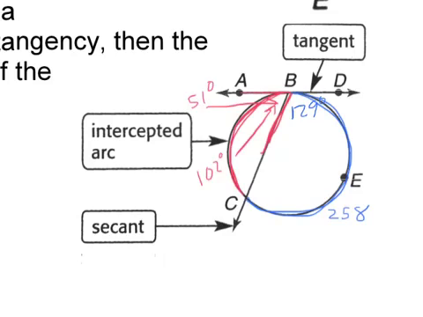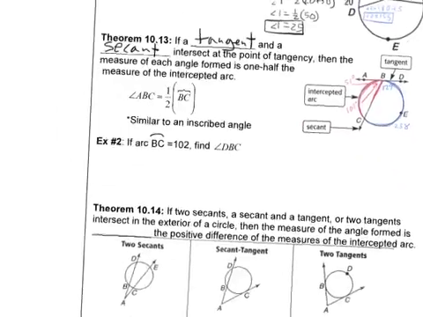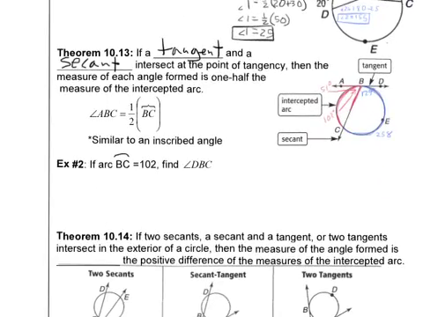Well, we could do it that way, or we could have just said, hey, 51 plus 129 equals 180. So 180 minus 51 gives us 129. So there's a few ways we could have gotten that 129, but that's our answer. So let's fill it in. Angle DBC equals 129 degrees. Boom. All right, let's go on to the next theorem.